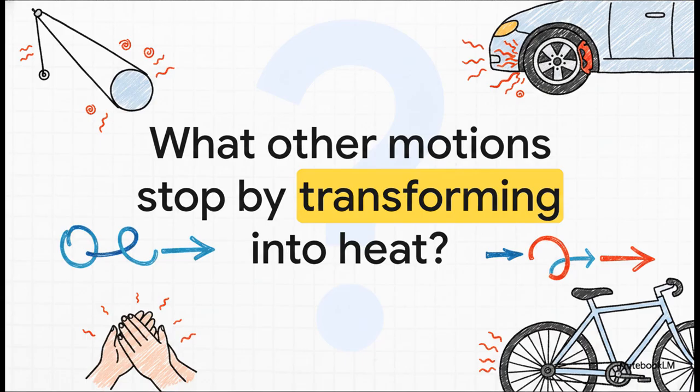So the big takeaway here is that energy is never truly lost, it just changes form. And once you start looking for this pattern, you'll see it absolutely everywhere. From a kid on a swing that eventually slows down, to your car's brakes getting hot when you stop. So what other examples can you think of where motion stops because its useful energy is quietly turning into heat?